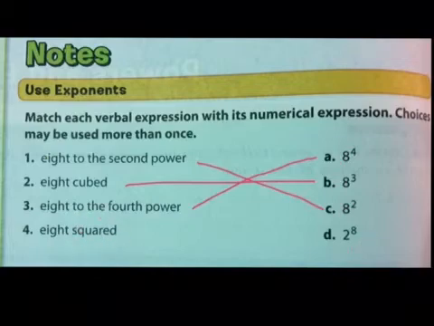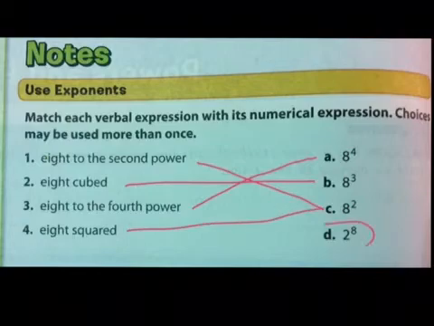But they give you an answer with the numbers flipped around. 8 squared is the same as saying 8 to the second power. So that one is right there. Okay, so this one right here has no match. Please circle it as a key answer.